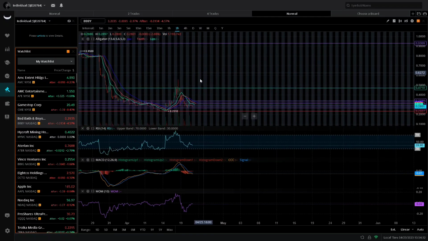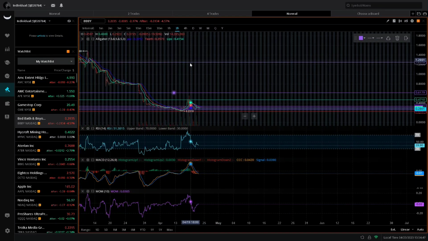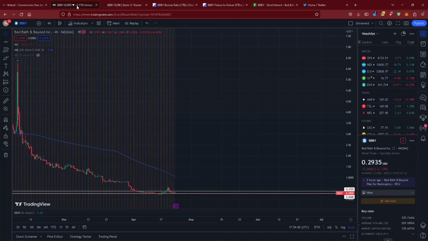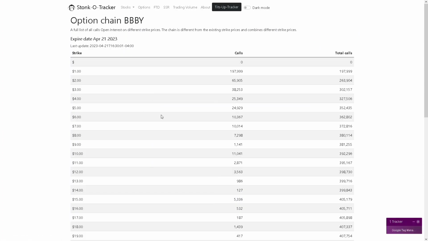Now, if BBBY can get above this critical support resistance at 48 cents, I expect it to go up to this critical resistance here at about 60 cents. Then we're looking at about 80 cents and then $1.25. If BBBY can get above a dollar, you could see massive price action because the calls expiring in the money will push you so high.